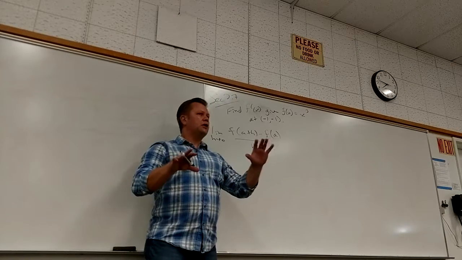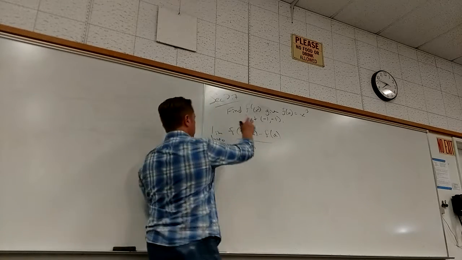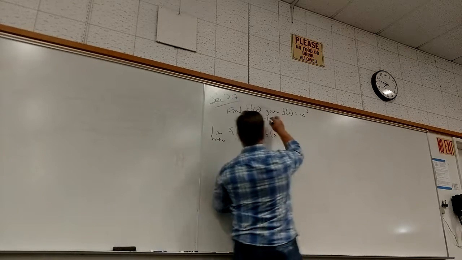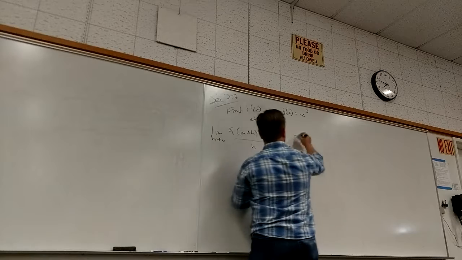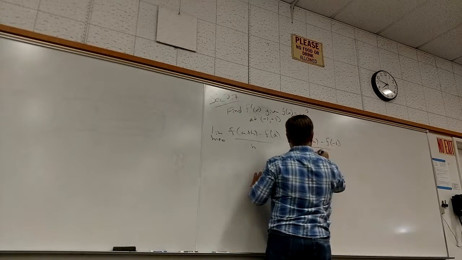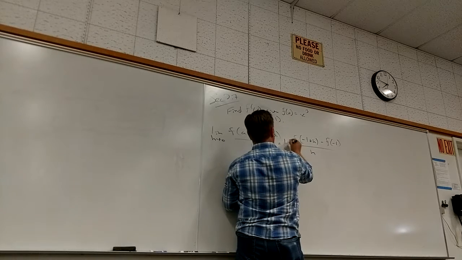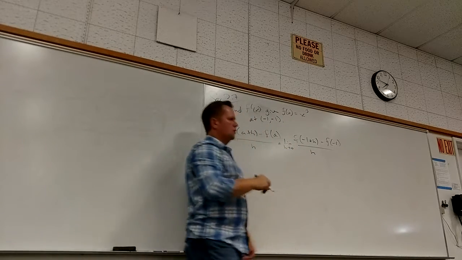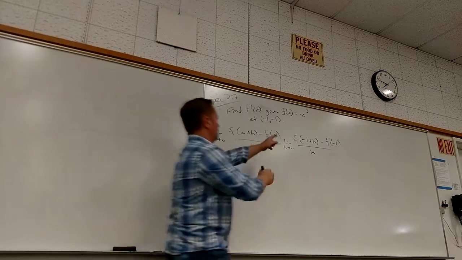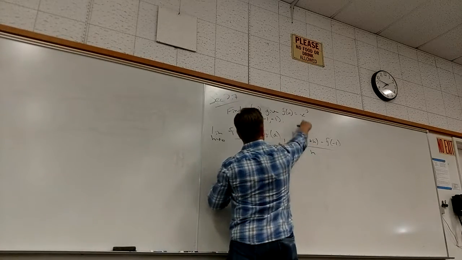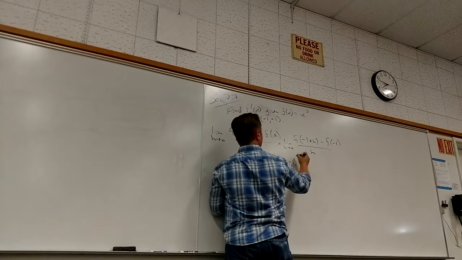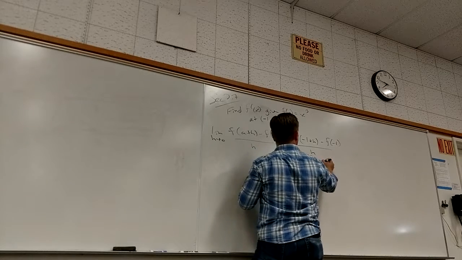But just so you see what they want in section 2.7, what's this going to look like? Well, what's f of a plus h? A, of course, is -1. Let's do this. So then this is going to be f of -1 plus h. Let's go to h minus 1 cubed minus -1 cubed.